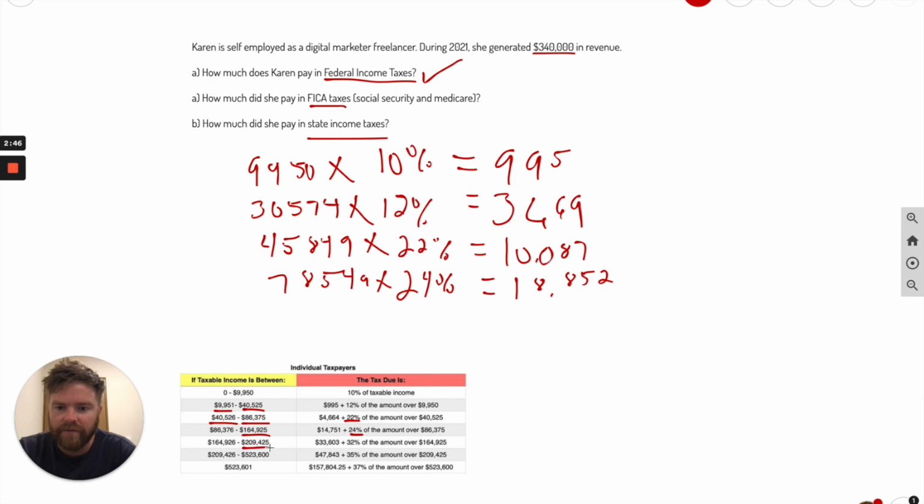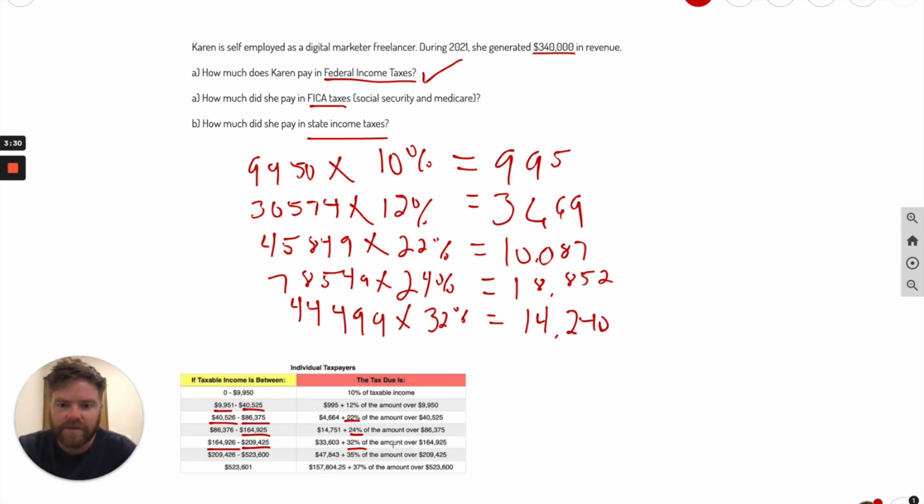Now, 209,425 minus 164,926. There we go. We get 44,499. And we multiply that times the next one, which is 32%. Let's do that, 32%, and we're going to get 14,240.